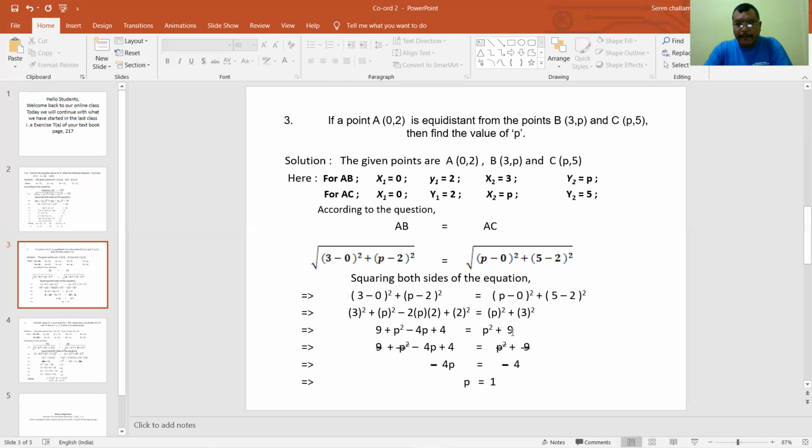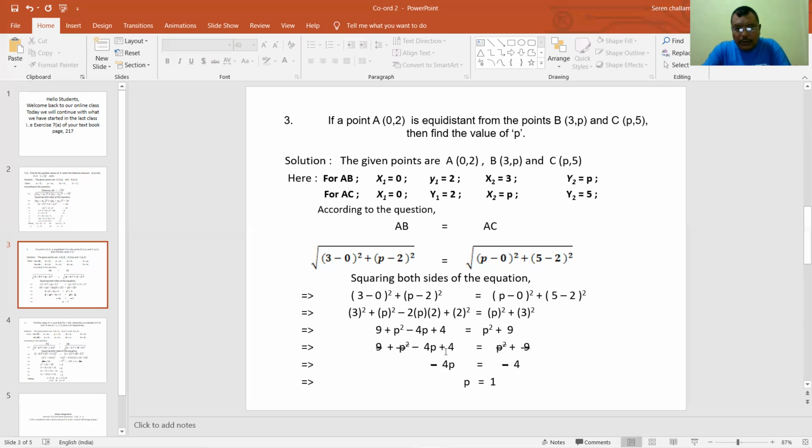Now in the next line we see that on both sides of the equality, we have 9 and 9. So this 9, if you transfer it to one side, plus becomes minus. So we just cancel here. This 9 and 9 cancel each other on both sides of the equation. Also, we have p square and p square, and these p square cancel each other. So we are left with minus 4p.